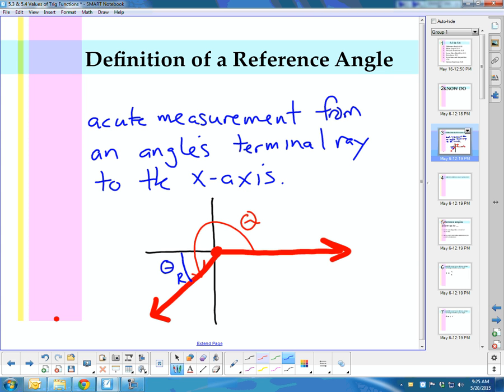And we do that because then we can take that reference angle, that acute measurement, and that's kind of the key in here. We can take that acute measurement and treat it like a first quadrant angle, which is really nice because we know a lot of stuff about first quadrant angles.